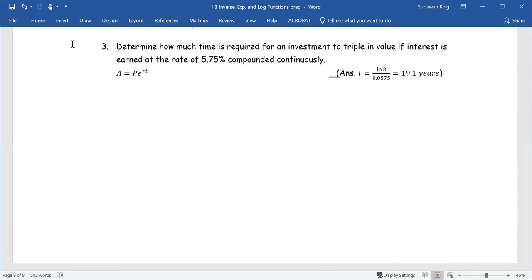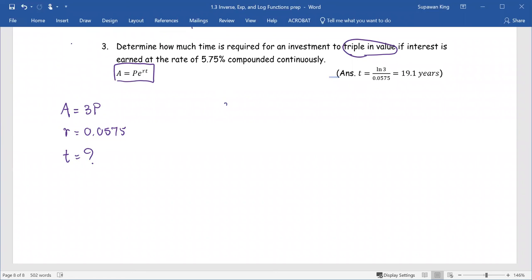In this example, we determine how much time is required for an investment to triple in value, if interest is earned at the rate of 5.75% compounded continuously. The formula for the compounded continuously problem is A equals P times e to the power rt. In this case, A, the future value, is triple the principal. R, the rate, is 0.0575, the decimal form of 5.75%. We are going to find t, how much time it takes for the future value to be triple the principal value.